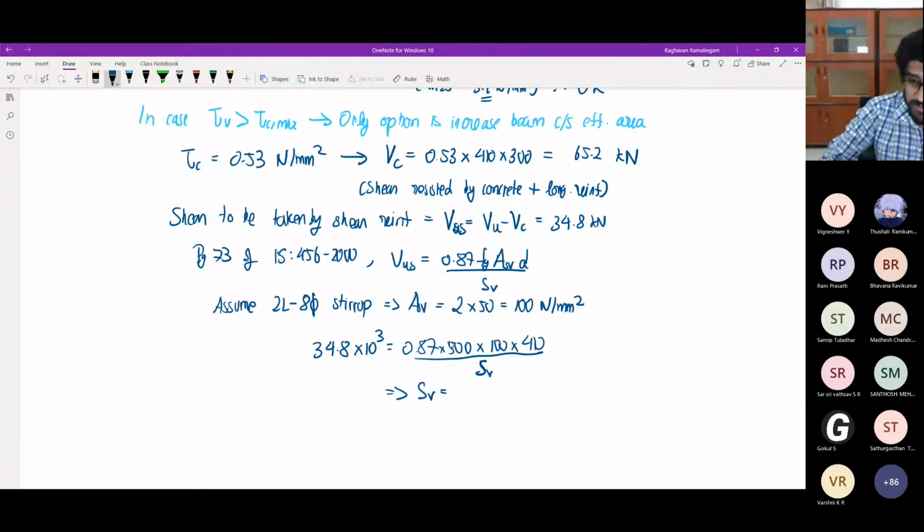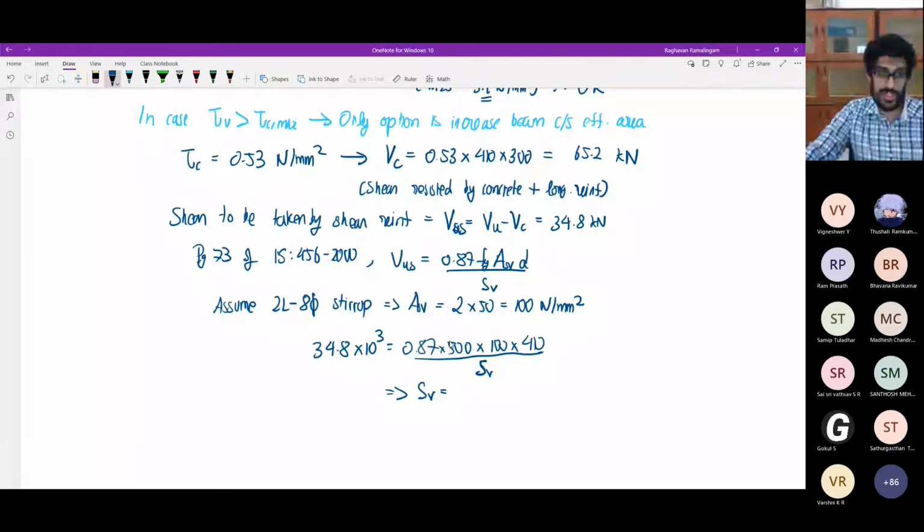Which is actually, you should not give 512.5. 512.5 is ridiculous. So anyway, for every problem that you have, your code book gives you a solution. So the limitations on spacing of shear reinforcement is also given to you.